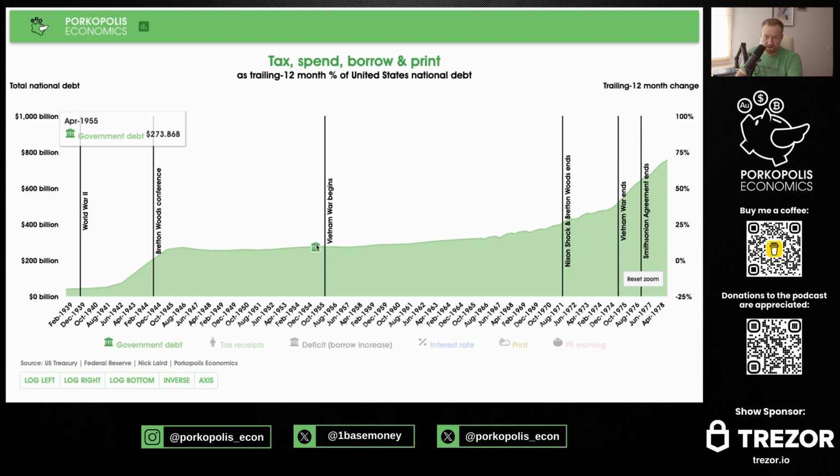Then we got more war. We have Vietnam. Now, not a huge increase in debt immediately in Vietnam. Vietnam was a long battle, okay, a 20-year battle.